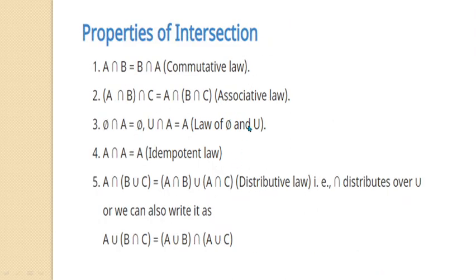Now there are a few properties of intersection. A intersection B is equal to B intersection A, the commutative law. A intersection (B intersection C) is equal to (A intersection B) intersection C, the associative law; they will give you the same answer. Phi means empty set, and phi intersection A is equal to phi, and U means universal set, and U intersection A is equal to A, the law of phi and U. A intersection A is equal to A, we call it the idempotent law.